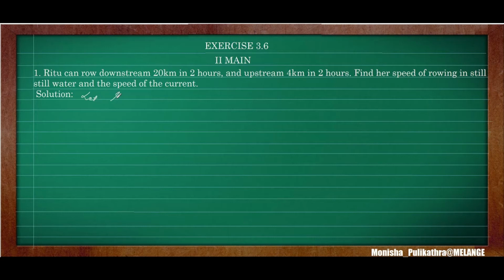So let the speed of rowing in still water be x km per hour and speed of current be y km per hour. Usually in downstream the speed will be more and in upstream the speed will be less.